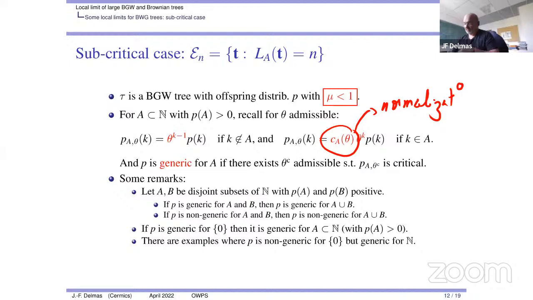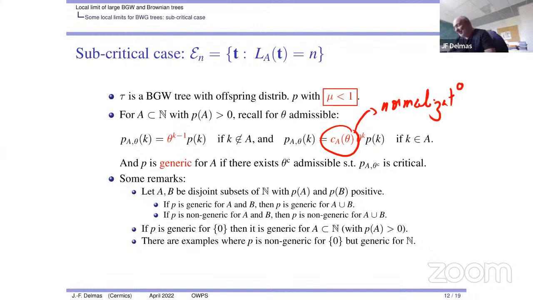So, for example, in this latter case, conditioning on the number of leaves to be large, we get a condensation phenomenon. That is, at the limit, there is a vertex with an infinite degree. However, if you condition with respect to the total size, you get the Kesten tree, the infinite spine, and all the degrees are finite. So we see we have a very different picture in this subcritical case if you condition with respect to the total size or the number of leaves. It's a little bit more complicated than the critical case. So what is an admissible θ? What θ is admissible?